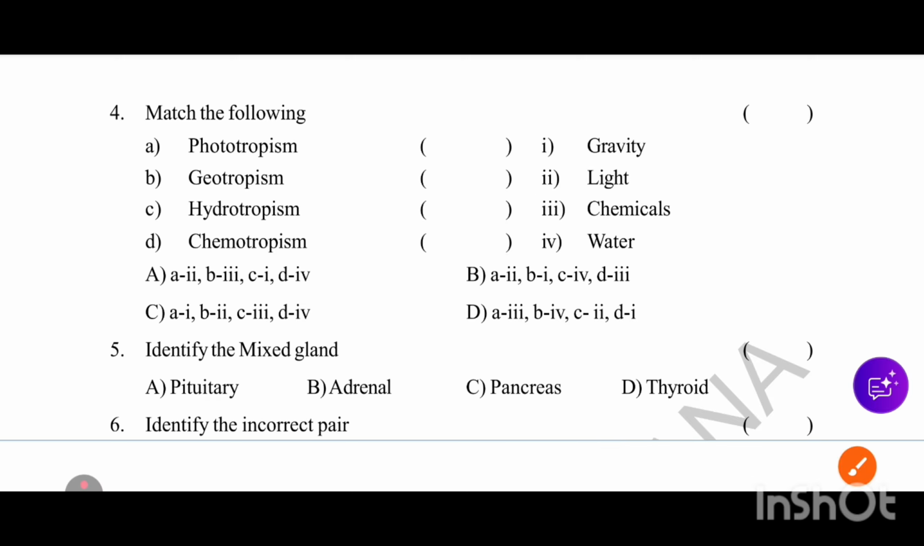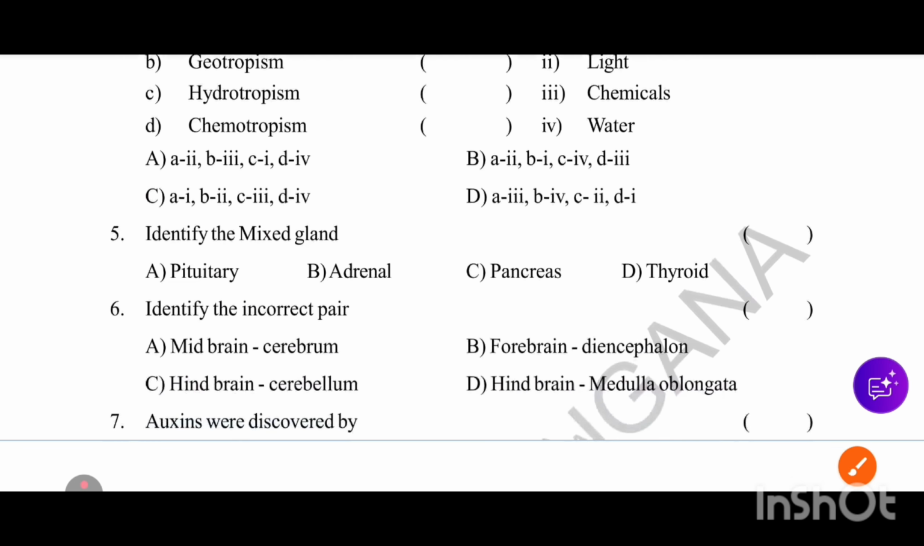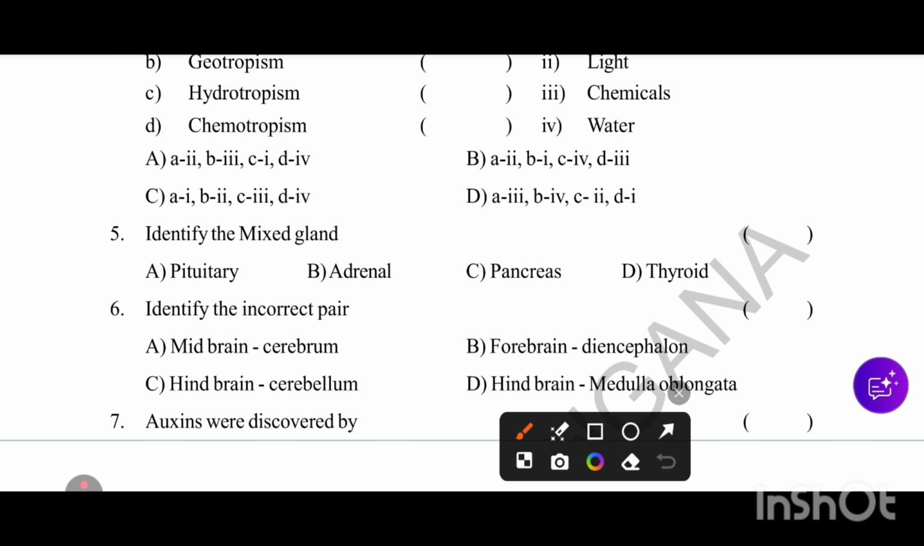Next, the fifth bit, identify the mixed gland. Pituitary gland is called the master gland of the body. Adrenal gland is present on the kidneys, and thyroid gland is present near the neck region. So pancreas is the right option for the fifth question, that is C. It is called a mixed gland because it belongs to both the exocrine and endocrine systems.